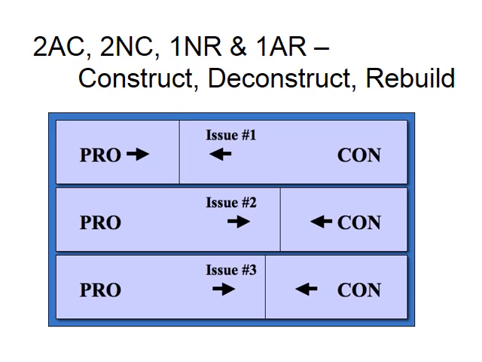Okay, so that brings us to the middle of the debate. So we had our first two speeches, and now we're going to look at the 2AC, 2NC, 1NR, and 1AR, or the second affirmative constructive, second negative constructive, first negative rebuttal, and first affirmative rebuttal. Those four speeches are going to construct arguments, deconstruct arguments, and rebuild arguments. That means you're going to continue to build upon the ideas that came out in the 1AC and 1NC.